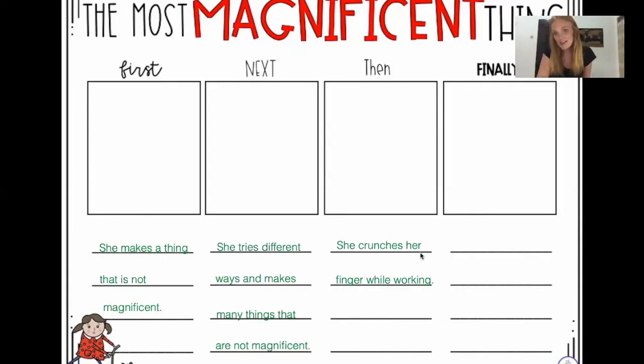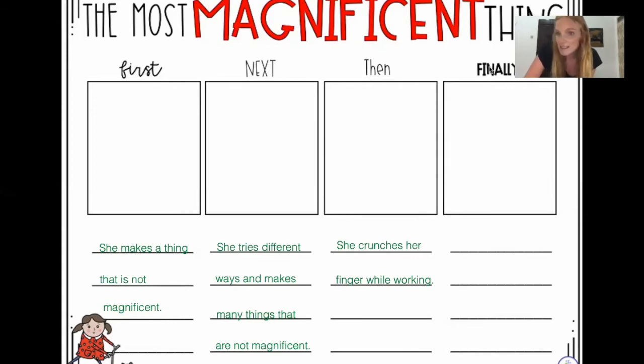Okay, you can see I've already put the sentence here. I didn't write the complete sentence because it was very, very long. So I just wrote the beginning. She crunches her finger while working. But if you can fit the whole sentence, go right ahead. Remember to write with your nicest handwriting. Capital letters, full stops, and don't forget your finger spaces.